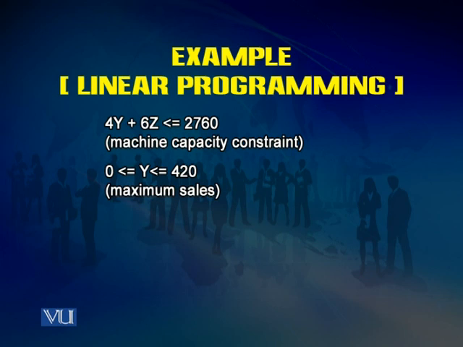Of course, the minimum is 0. We are not going to have any negative production. And z is greater than or equal to 0. So z cannot be negative, but there is no limitation as to how much z we can produce. So z, there is no restriction, so z is simply greater than 0.